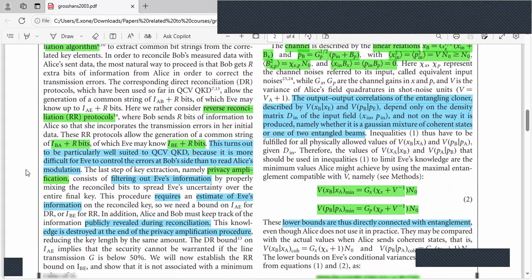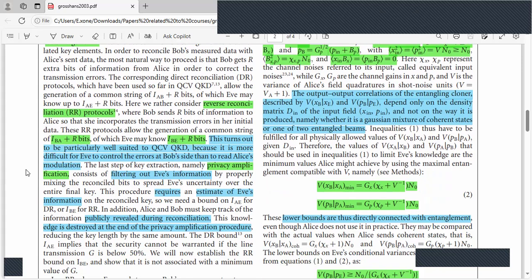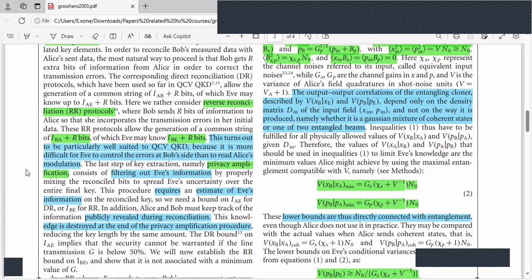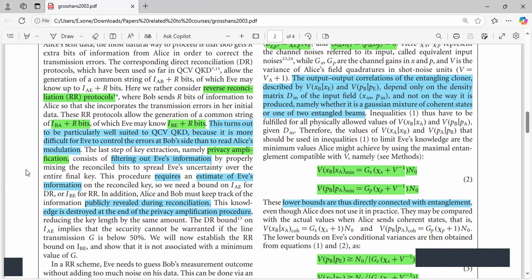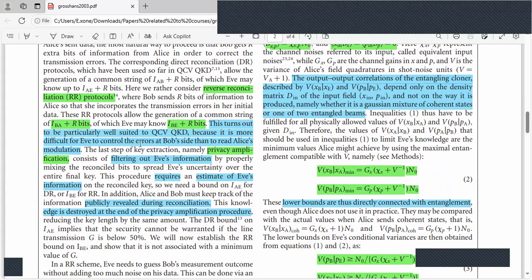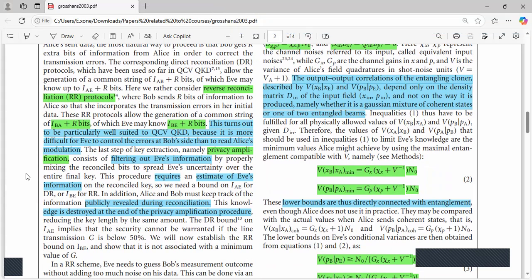So then they talk about the reconciliation protocols, direct reconciliation and their advantages. They say in this line that reverse reconciliation turns out to be particularly well suited to QKD, because it is more difficult for Eve to control the errors at Bob's side than to read Alice's modulations. They are talking about the advantage of the use of reverse reconciliation in the QKD protocol.